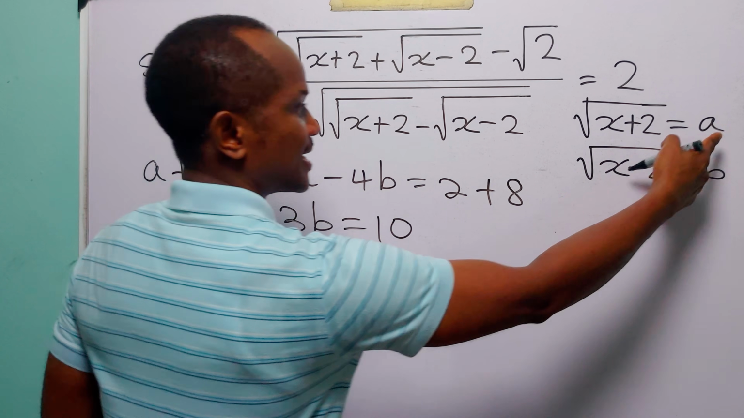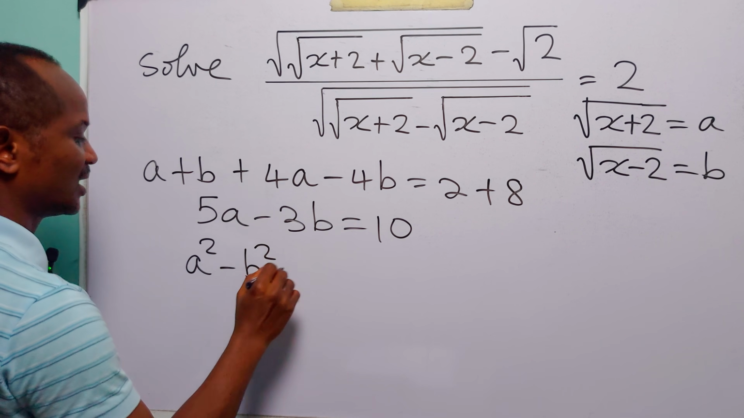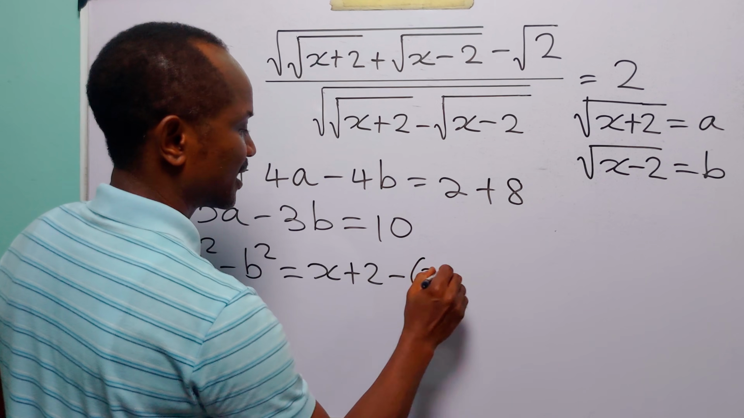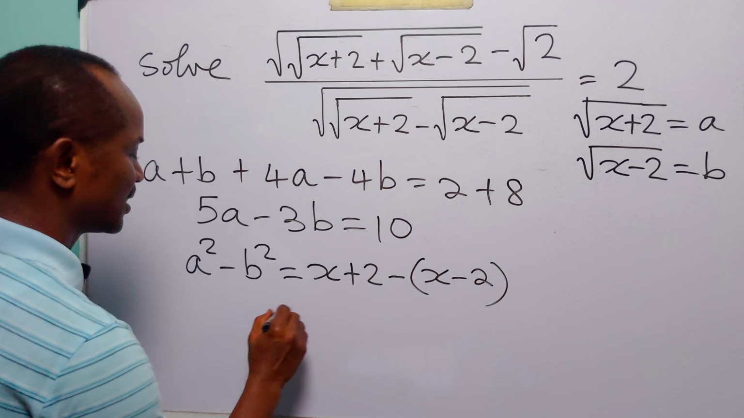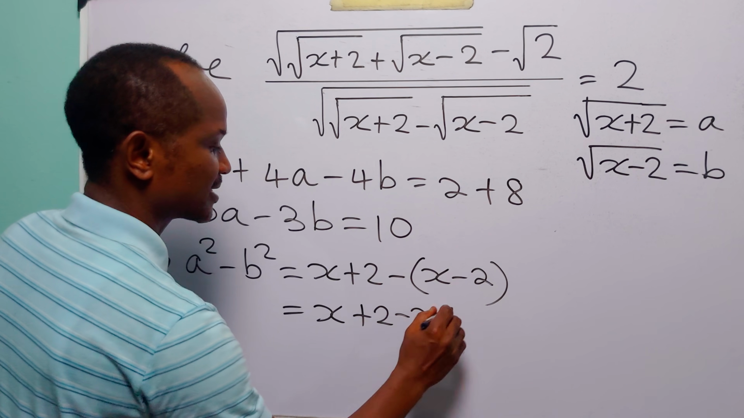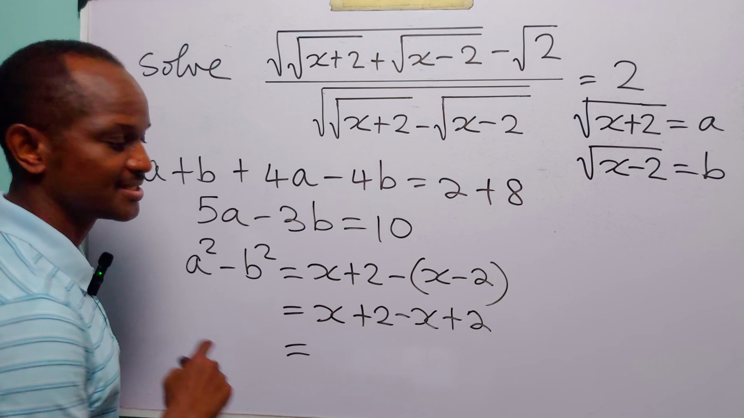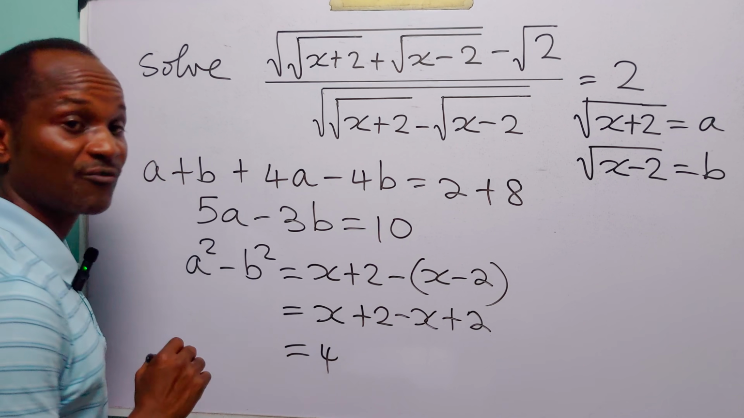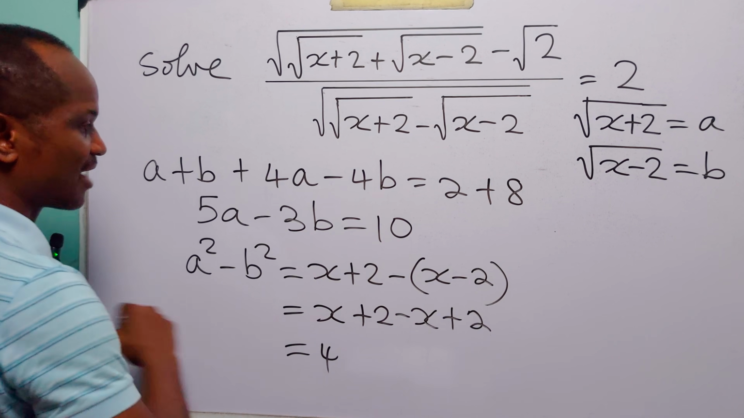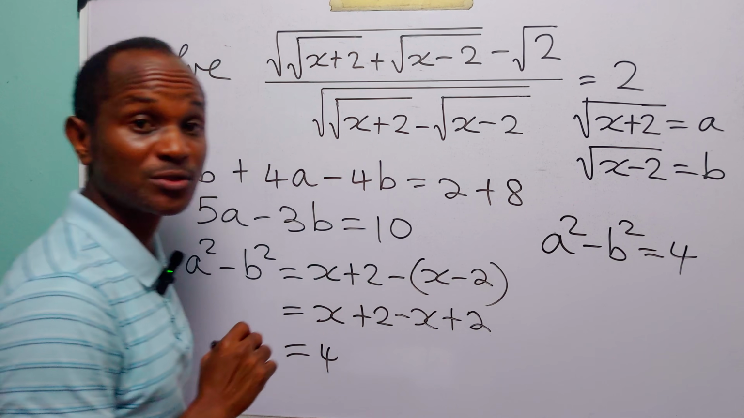Now, remember that a squared minus b squared is equal to x plus 2 minus x minus 2. This is equal to x plus 2 minus x plus 2. This is equal to x minus x is 0 and 2 plus 2 is 4. So now we have a system of two simultaneous equations. We have that a squared minus b squared is equal to 4.